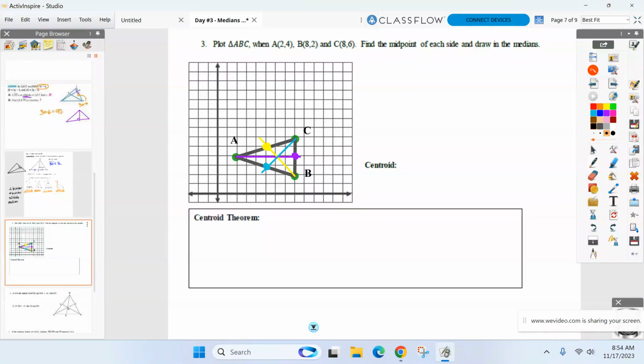All right, we got to move on. What do you guys notice? Kind of been the theme, right? What do you notice about all three medians? What's up, Lily? They all intersect at the same point again, right?